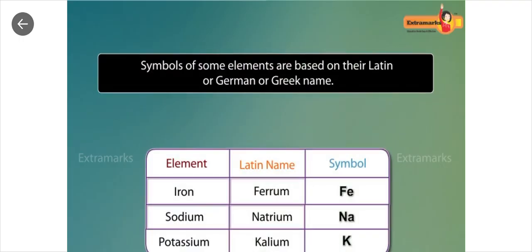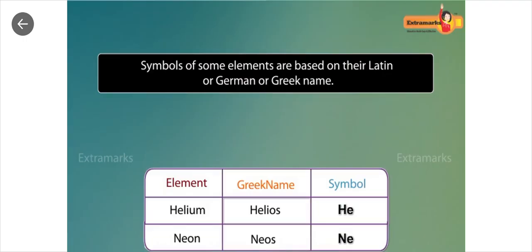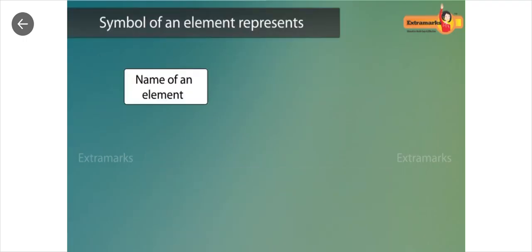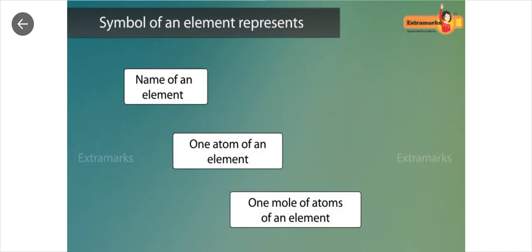Symbols of some elements are based on their Latin name or German name or Greek name. Symbol of an element represents the name of an element, one atom of an element, one mole of atoms of an element, 6.022 multiplied by 10 raised to the power 23 atoms of an element.